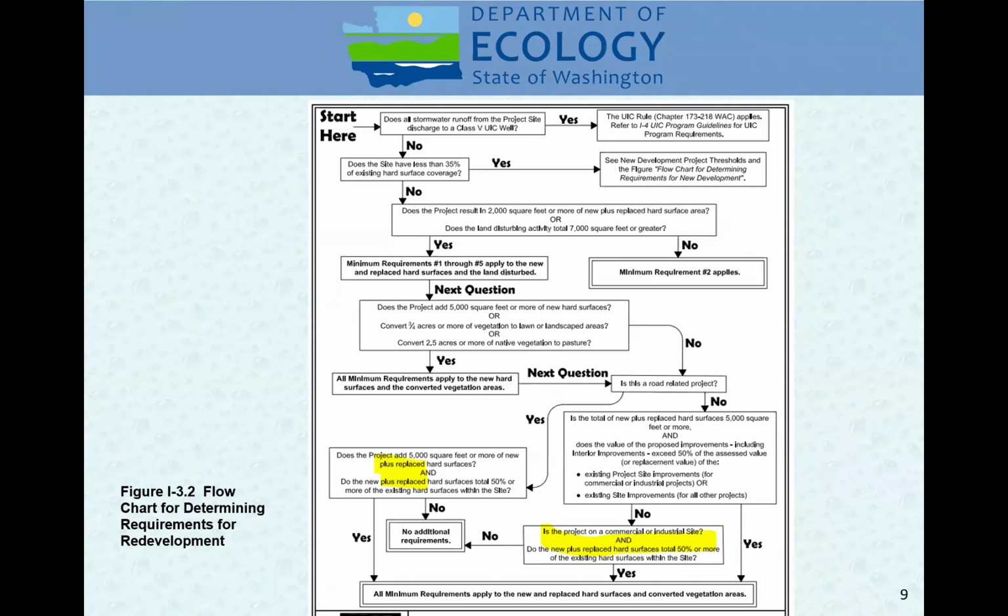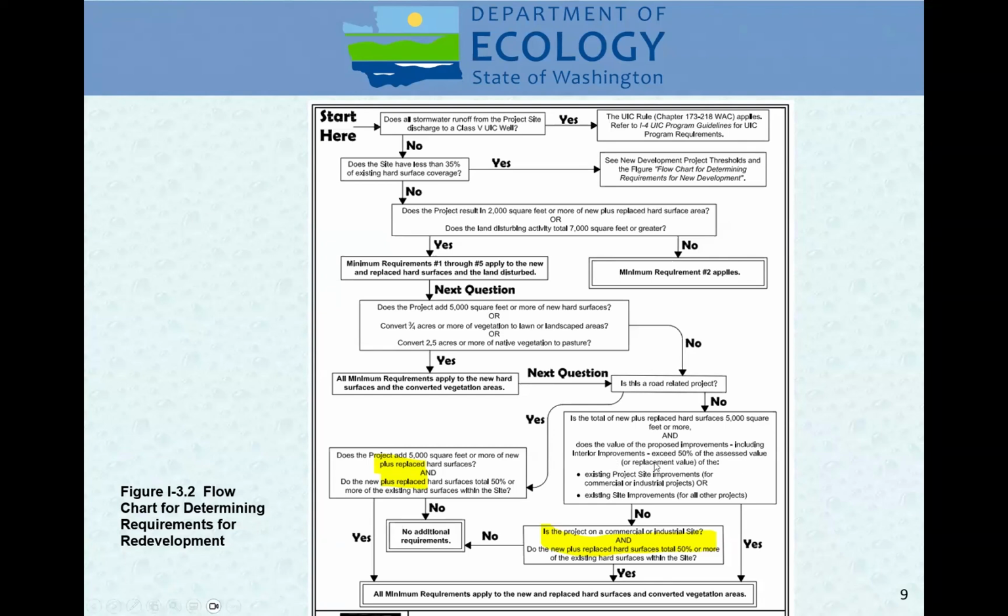So if you design your UIC for the 25-year storm, that becomes a flow control device covered by minimum requirement number 7 under the permit, because you're discharging runoff from the site to the MS4.